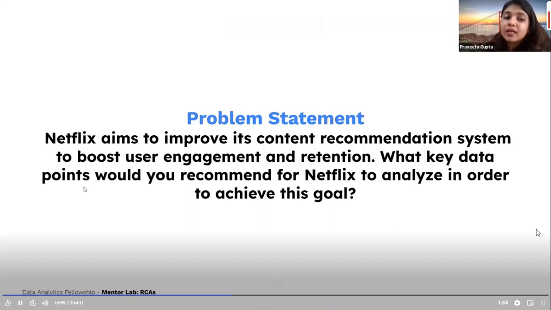It was in the question itself: what key data points would you recommend for Netflix to analyze? Okay. Do you understand? So we have to focus on the problem statement. How is it framed? What is it that we have to do? But for that, we should know what data points they are collecting.